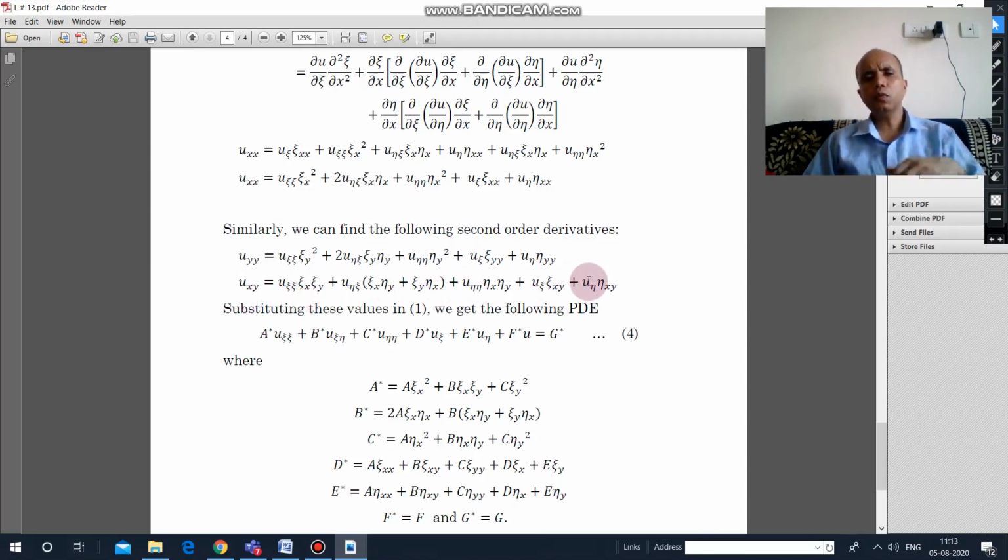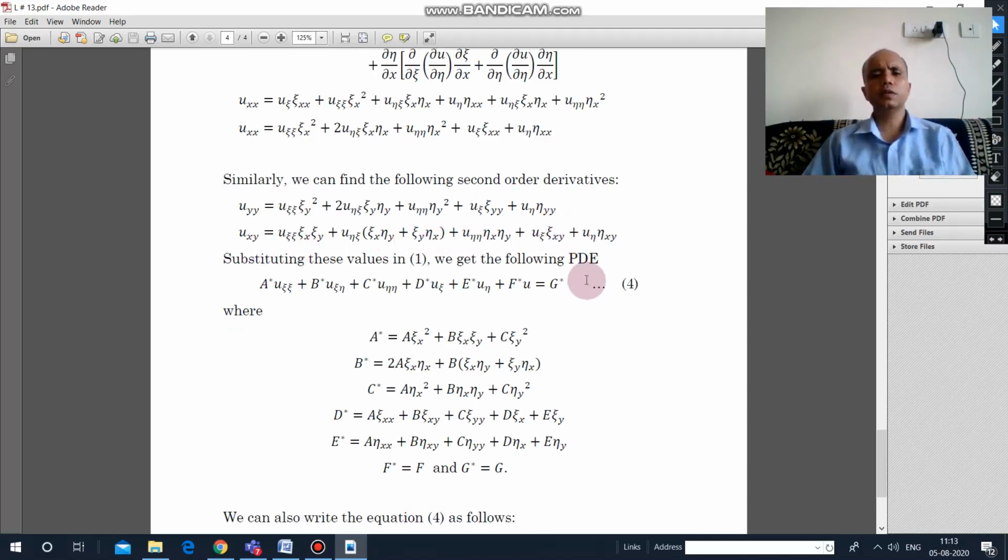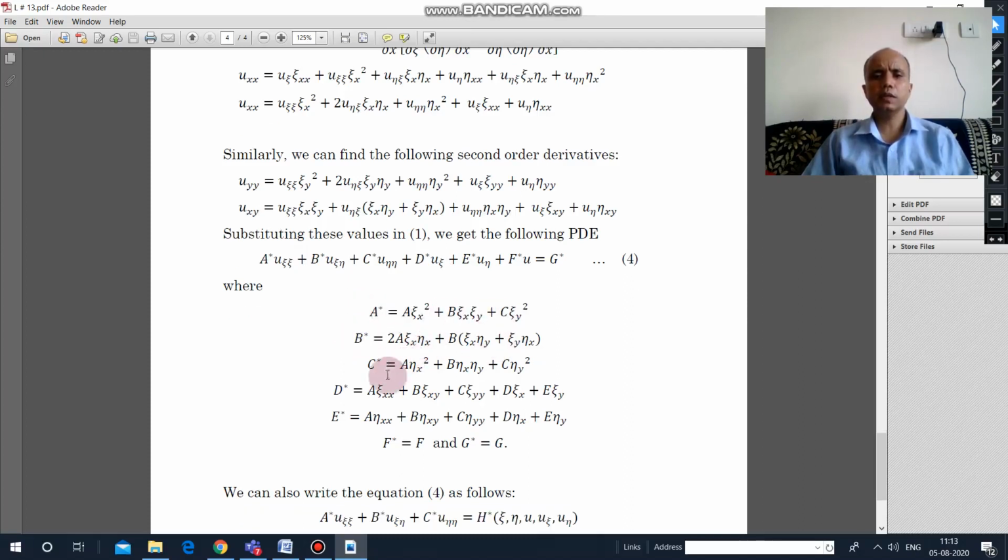Clear? So if you put all these things in the initial equation, then you will get the equation in this form: a*, b*, c*. Where a* is, you will get the value of a* in terms of the original a, b and c, where a* equals this, b*, c*, d*, e*. All these things are for you to verify. Just put these values in the first equation and check whether you are getting a* equal to this or not. Similarly, b*, c*, d*, e*.